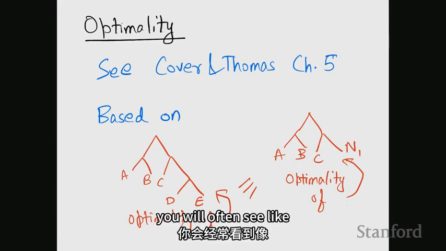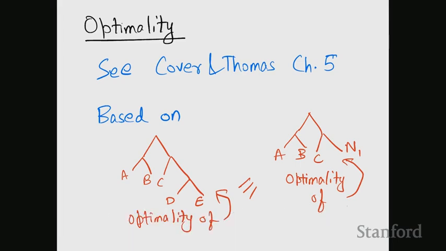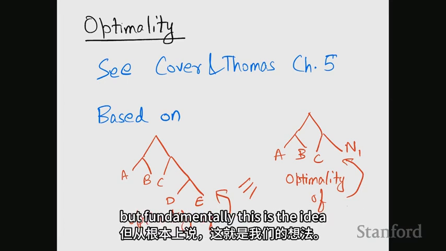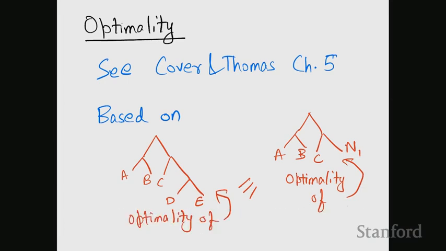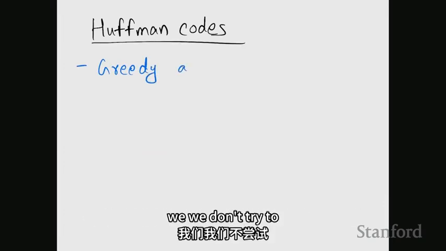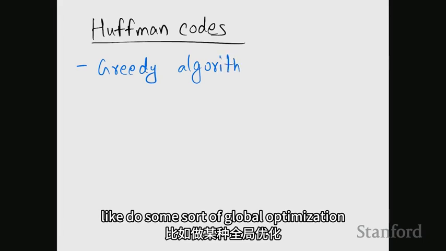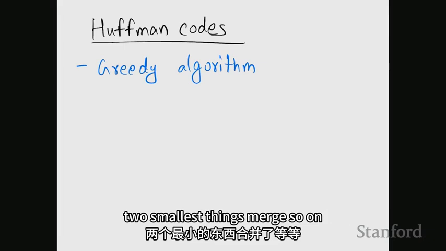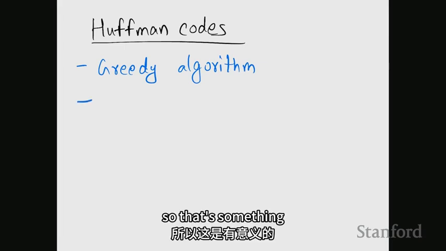Greedy algorithms you will often see the proofs are sometimes a bit tricky. So this is one of them where you need some amount of math writing to prove it, but fundamentally this is the idea. So the first thing, as you might have observed, it's a greedy algorithm, right? We don't try to do some sort of global optimization. At every step, we just take the two smallest things, merge, two smallest things, merge, so on. So that's something.